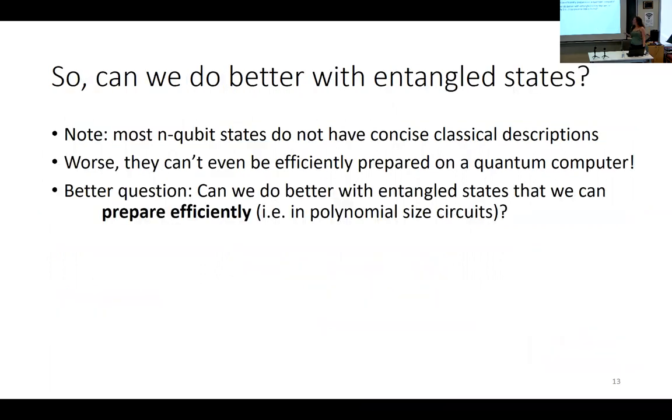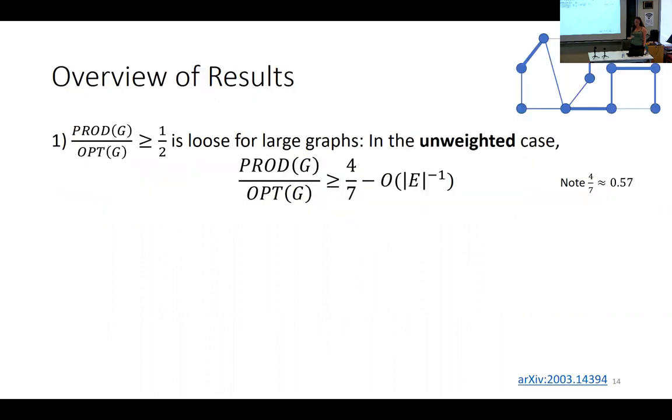Okay, so then the question is, can we do better with entangled states, and how do we find a good entangled state? And that's a challenge because most n-qubit states don't have a concise classical description. You can't even prepare them efficiently on a quantum computer. And so actually what we're talking about is ones that we can find efficiently. So I'm going to go through an overview of our results from this first paper.